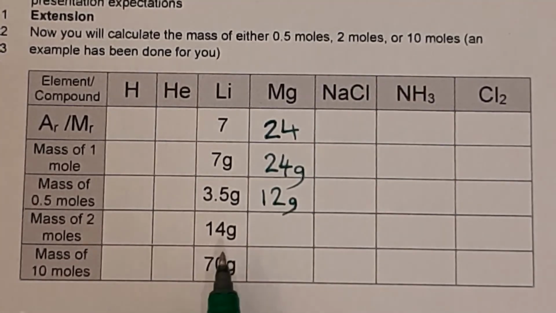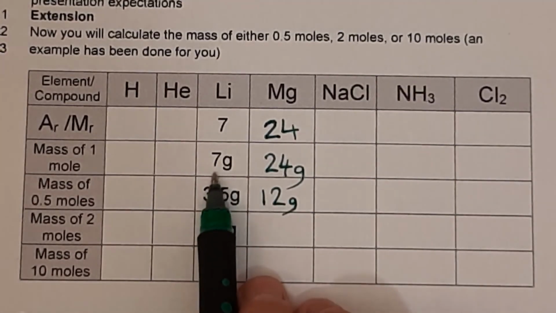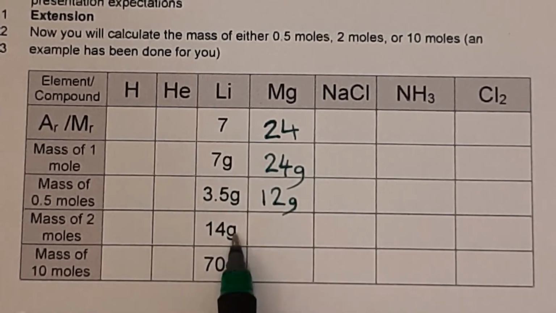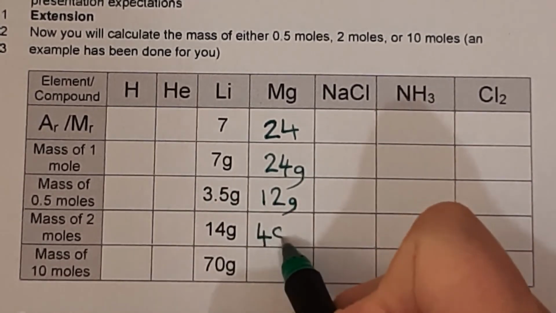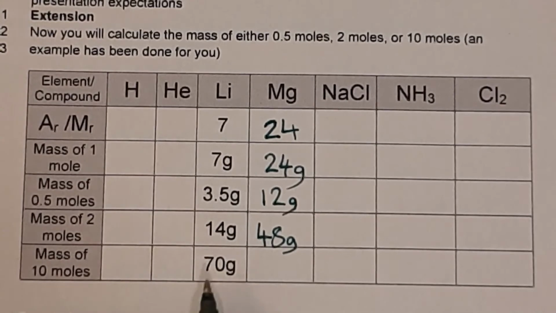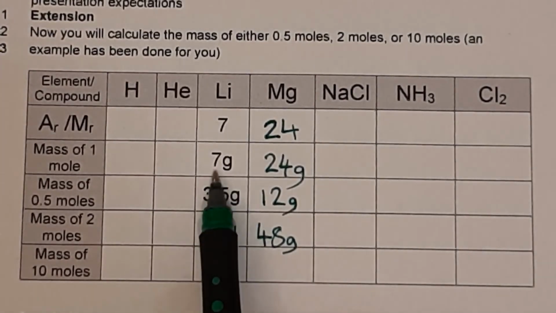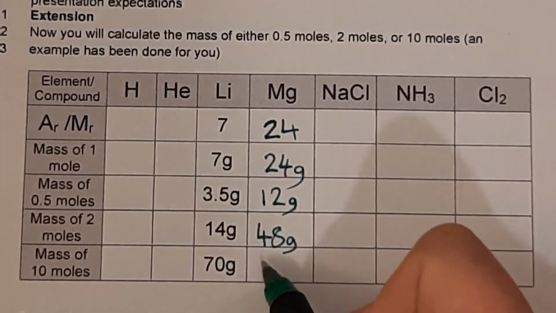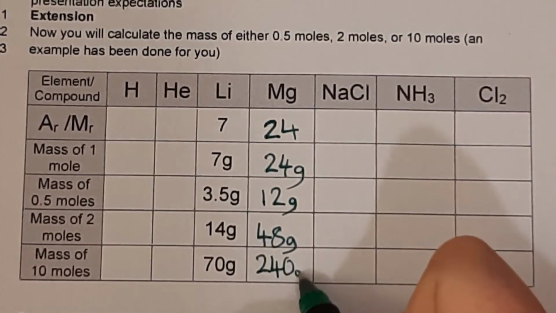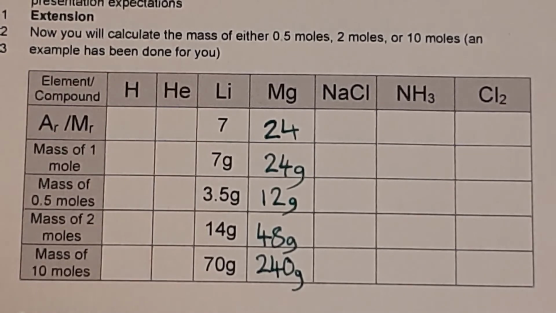Then this time we want to know 2 moles. So it's going to be our original number for 1 mole, multiplied by 2. It's going to give us 48 grams. And then the mass of 10 moles, we'll take our original number and multiply it by 10, which just means add a 0 on the end, which is going to give us 240 grams. So that's all you need to do.